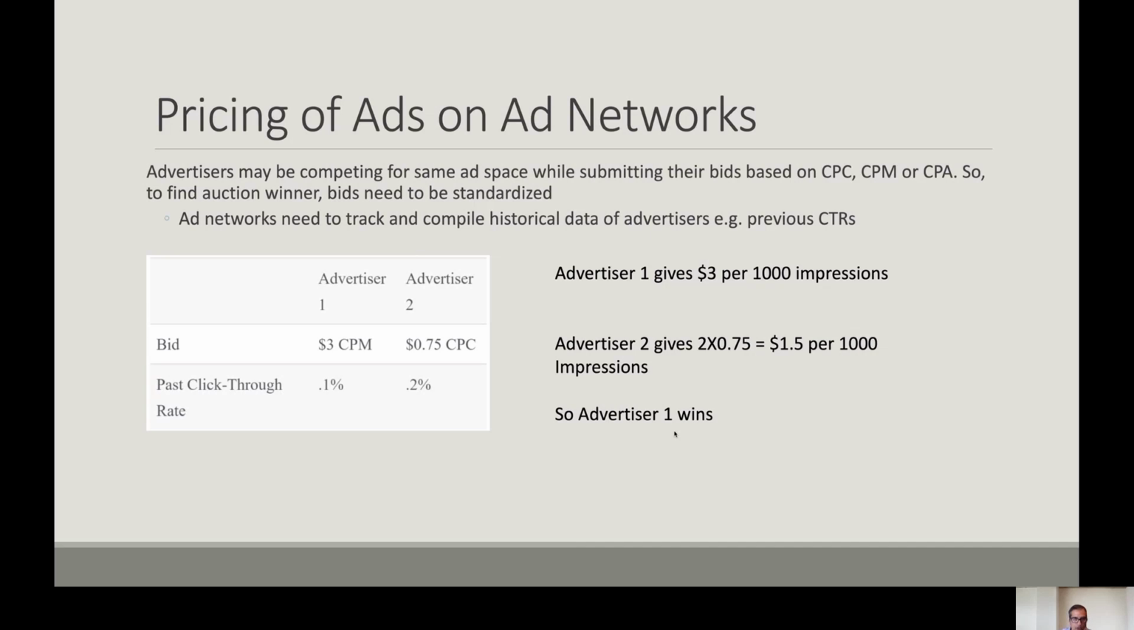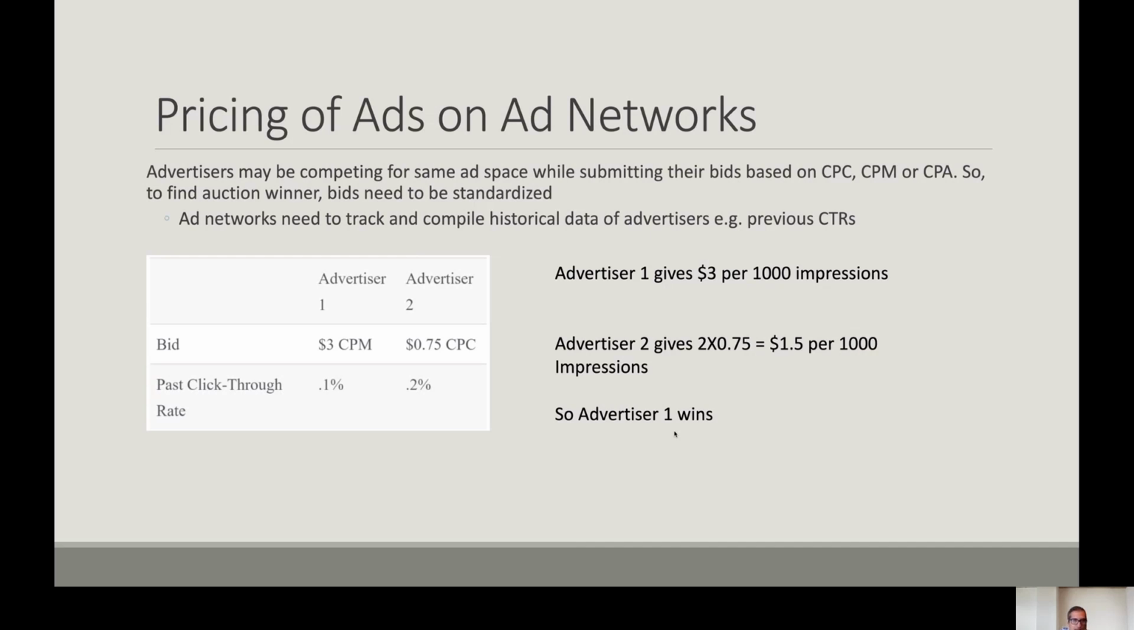So the way that this conundrum is resolved is because the ad network may have some historical data from these two advertisers. In this particular example, the historical data that is of use is the past click-through rate on the ads from advertiser 2, right? So let us say this advertiser 2 has a past click-through rate of 0.2%. This means that if 1,000 impressions of advertiser 2 are shown by the ad network, then on average it will result in 2 clicks.